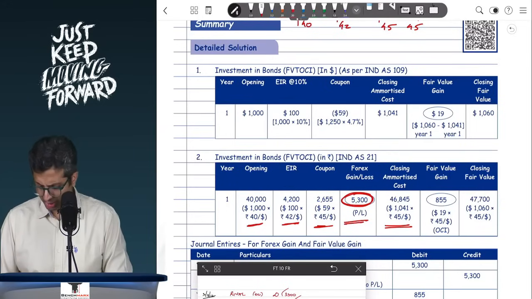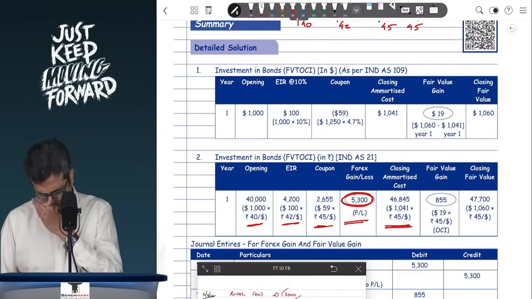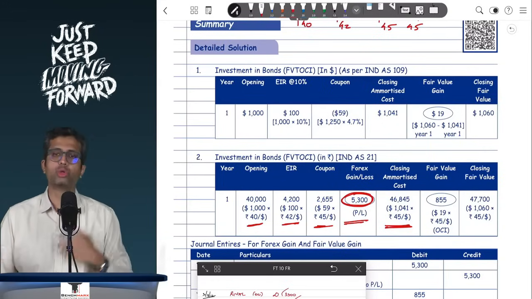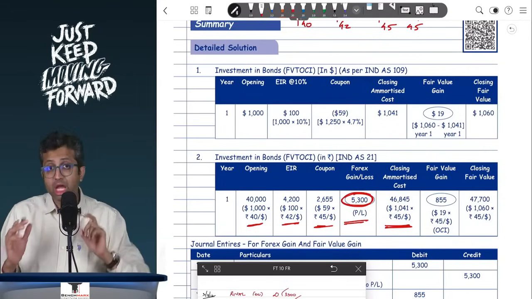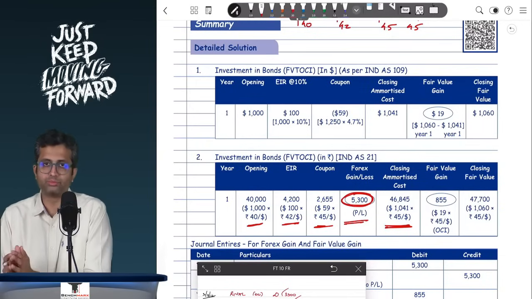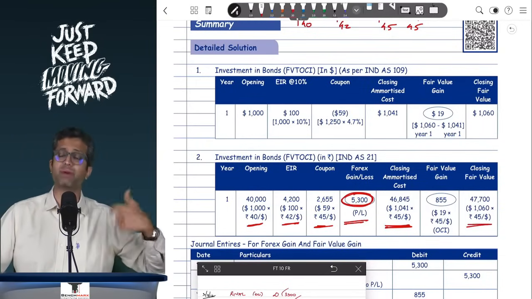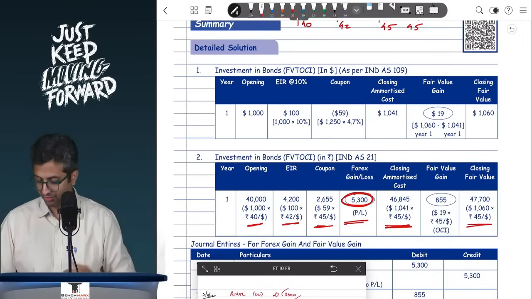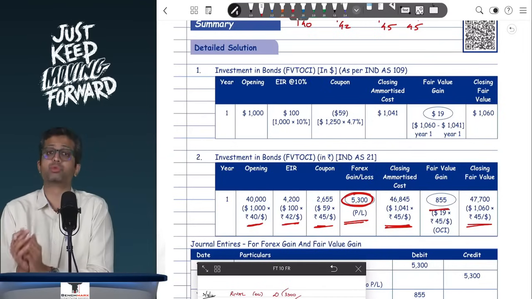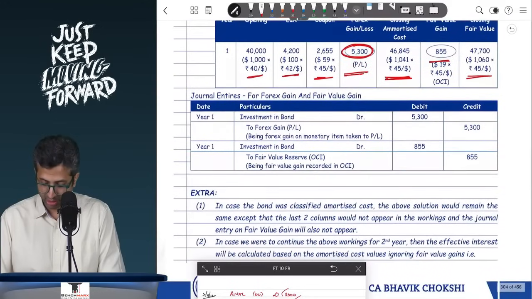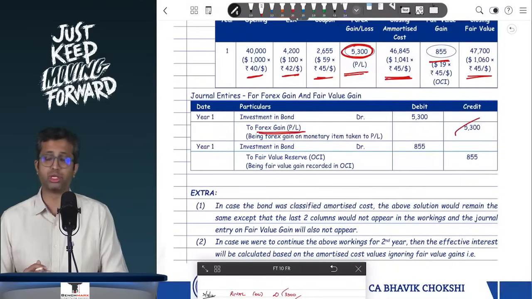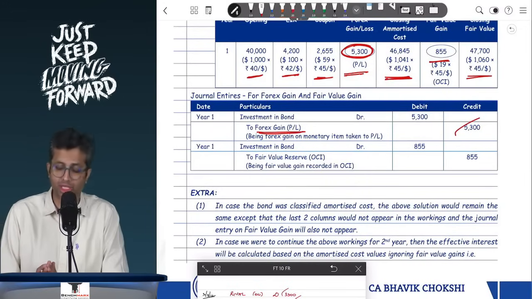Now your closing amortized cost will be at 45. Now you want to find if there's a fair value gain or loss. Well, 1041 was converted to 45, 1060 is also converted to 45, and hence a balancing figure of 19 converted to 45, it is 855. Where will this go, sir? This will go to the OCI. So if I had to pass the journal entries, investment account debit to forex gain in the P&L of 5300 goes to the P&L because it is a gain on monetary item.